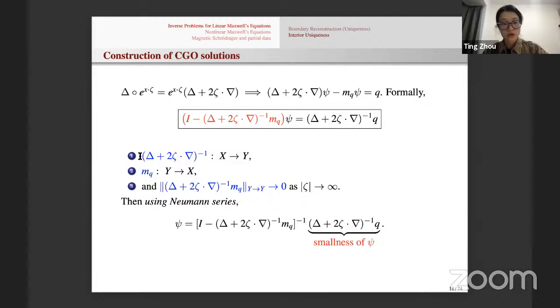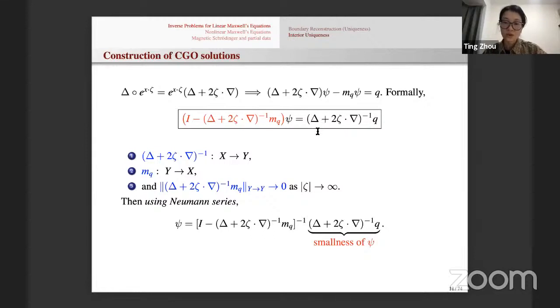So this is the first thing that I will assume: this being invertible from Y to X. So the inverse will be from X to Y space. And MQ here is just multiplying by the potential Q, okay? So that will be an operator from Y space to X. Then the composition of these two together will be from Y to Y, okay?